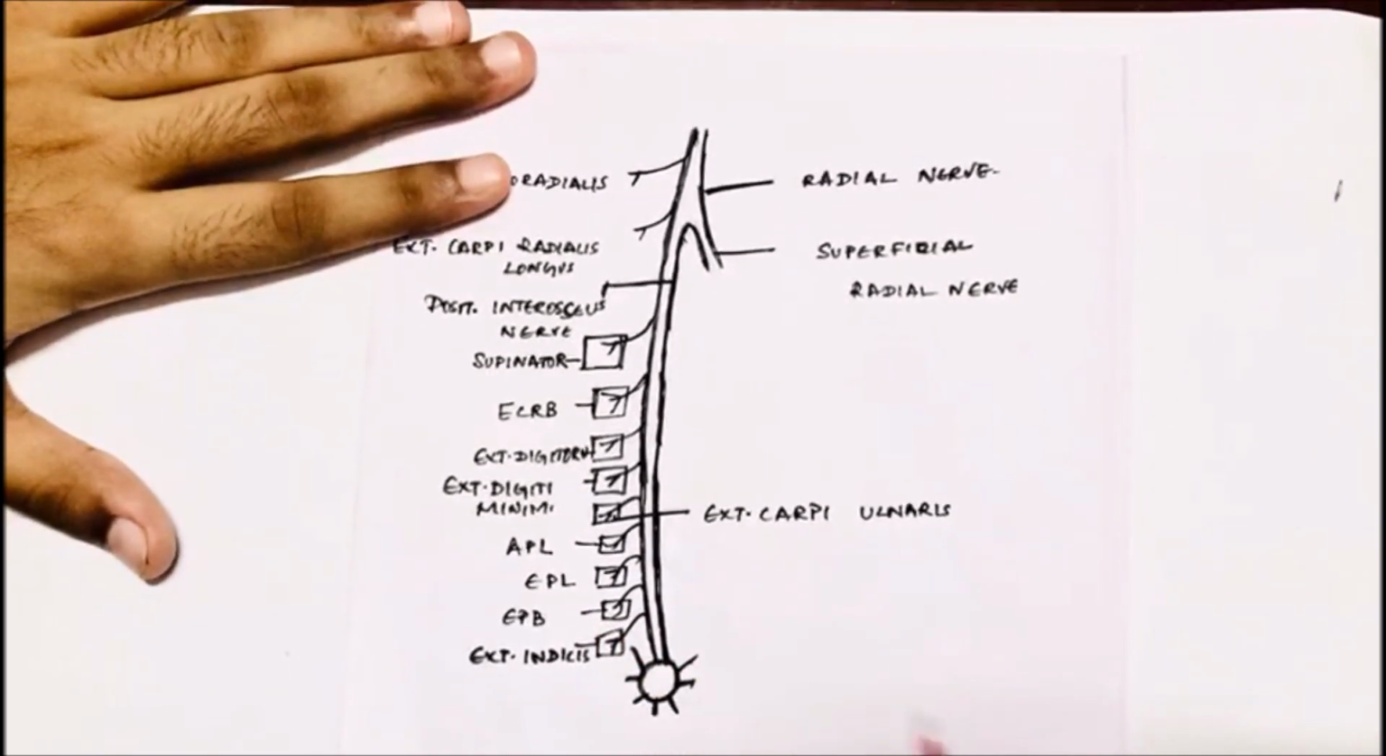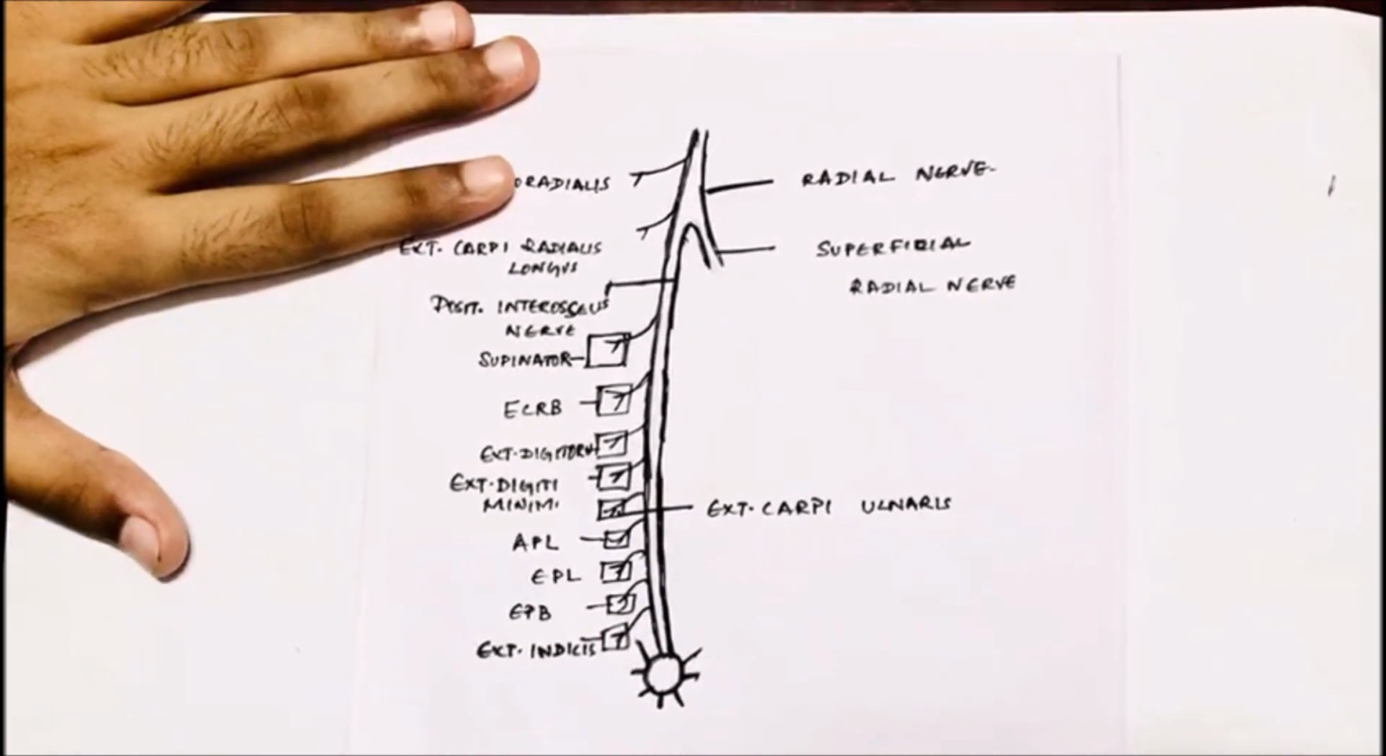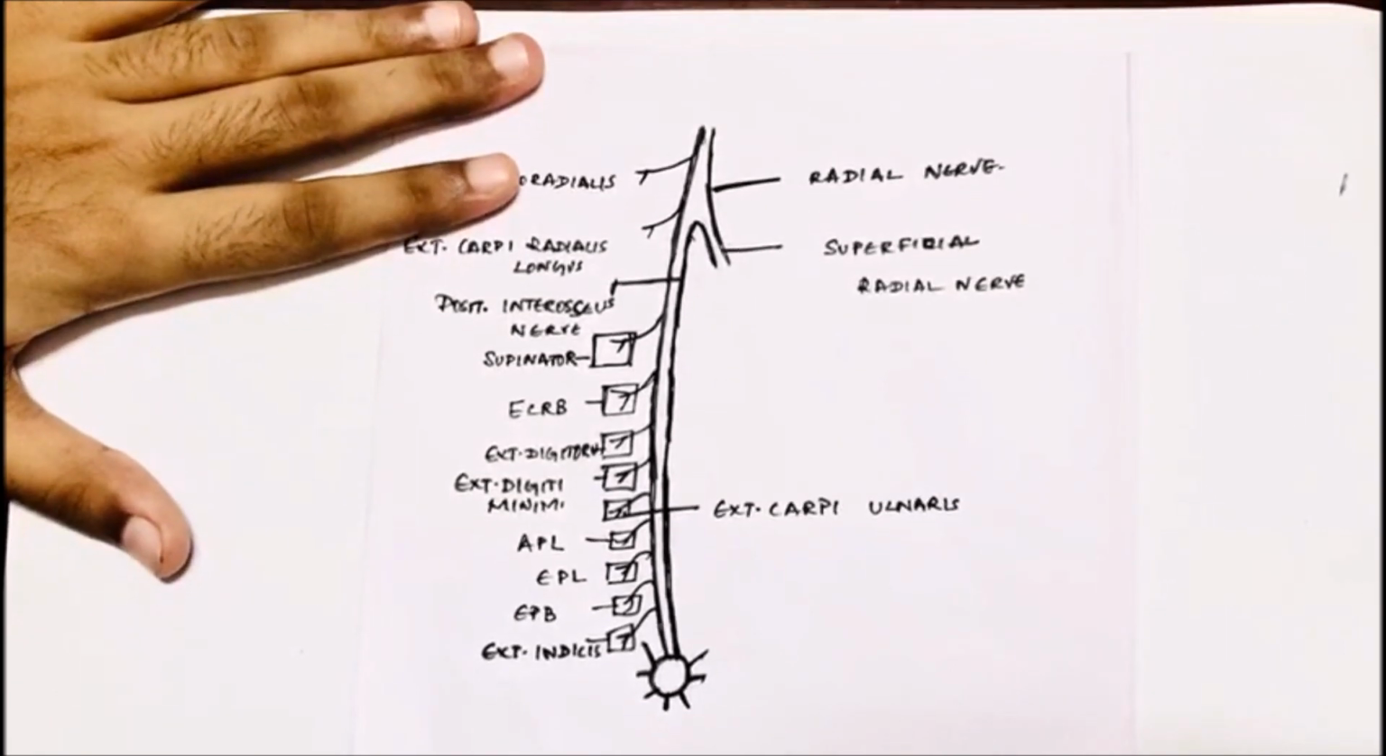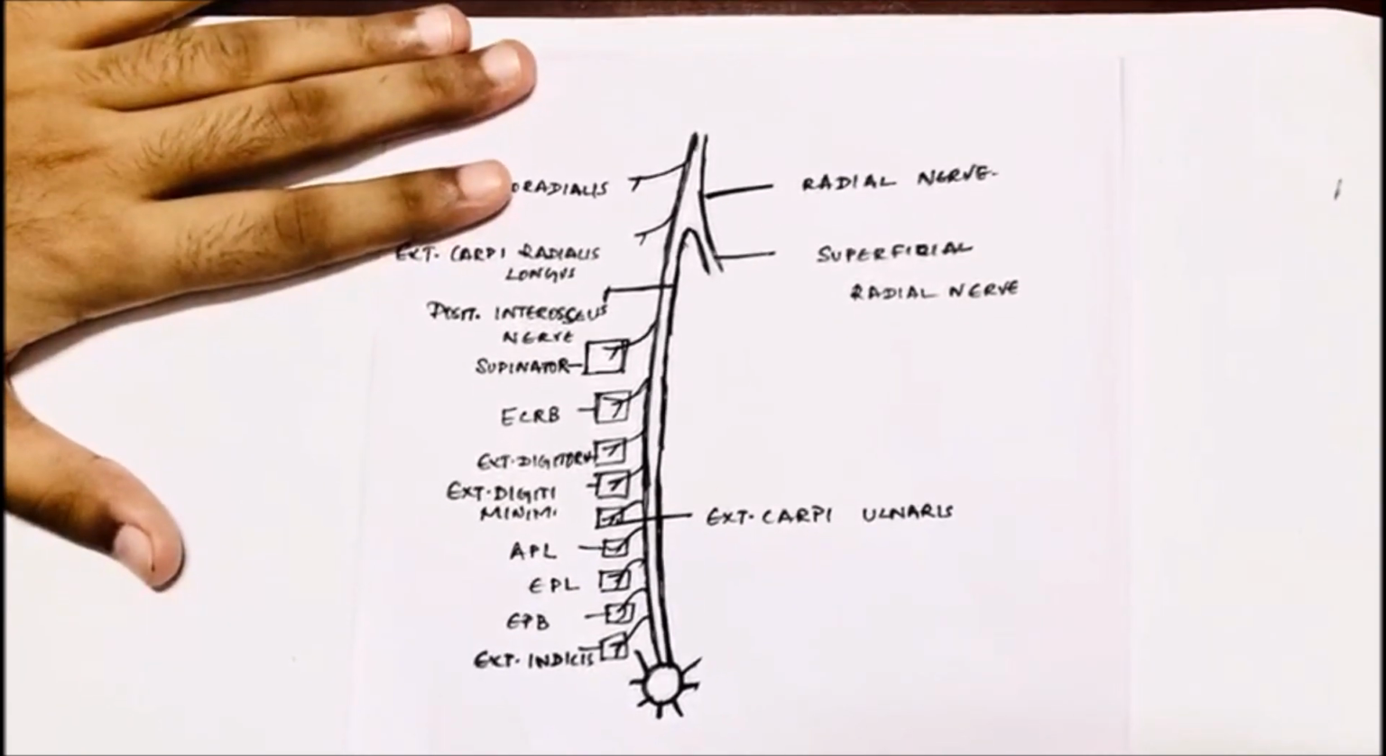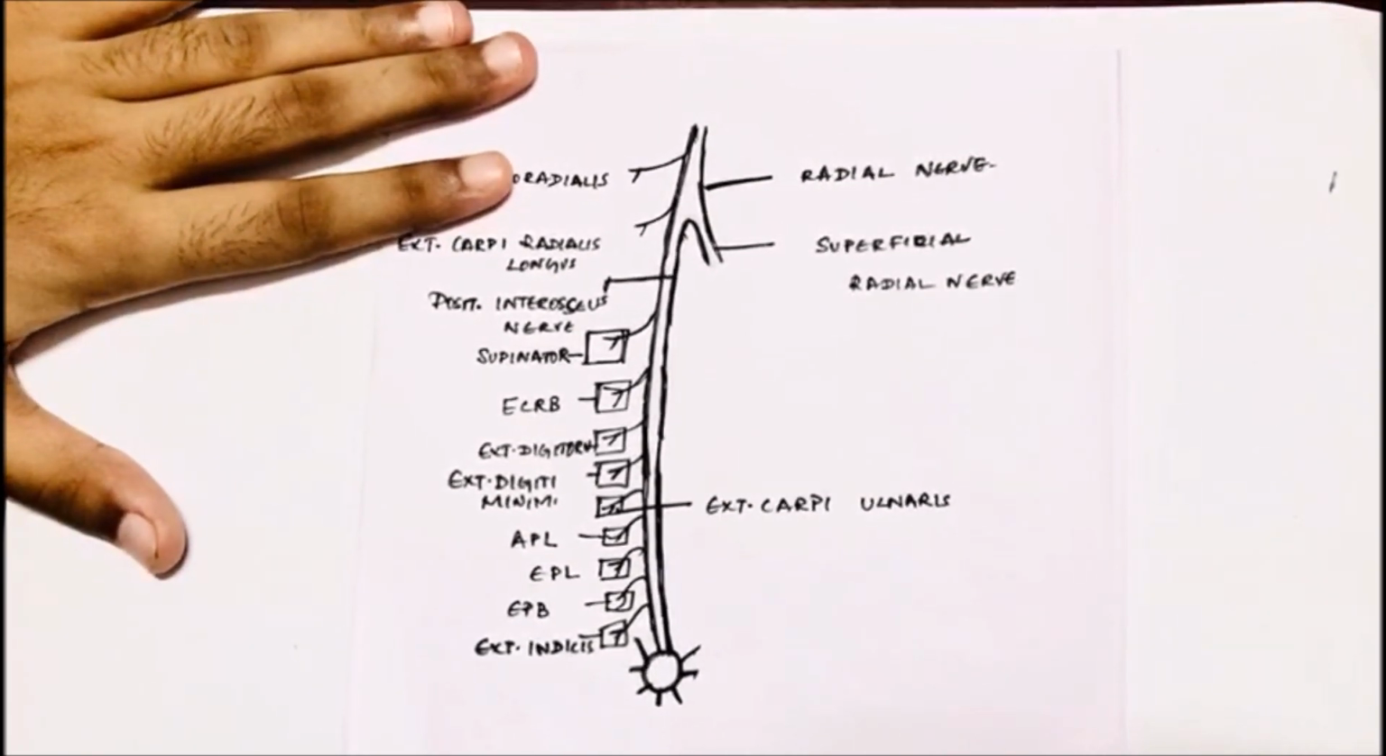The articular branches go to the wrist joint, inferior radioulnar joint and the intercarpal joint. The sensory branches are to the interosseous membrane, radius and the ulna.